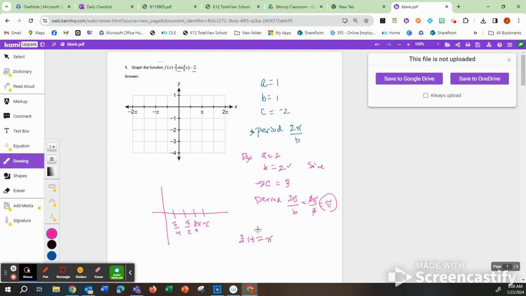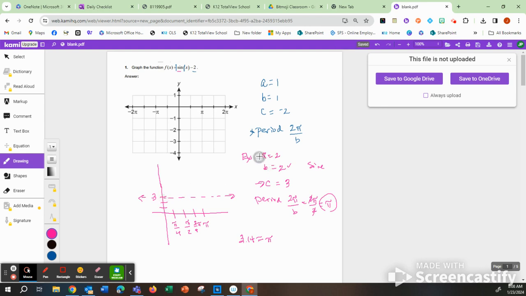You are going to want to focus on your C value because that's going to tell you where your midline is. So on this problem, our midline is at 3. You don't have to draw that, but you definitely need to think about it. I would draw it. I would print this out, by the way, and draw these in. You can use Desmos to make sure that you know where you're going.